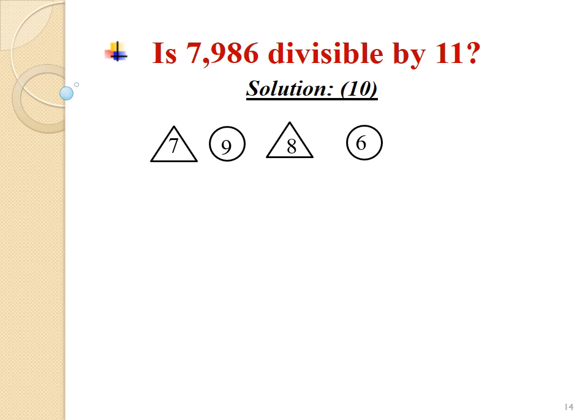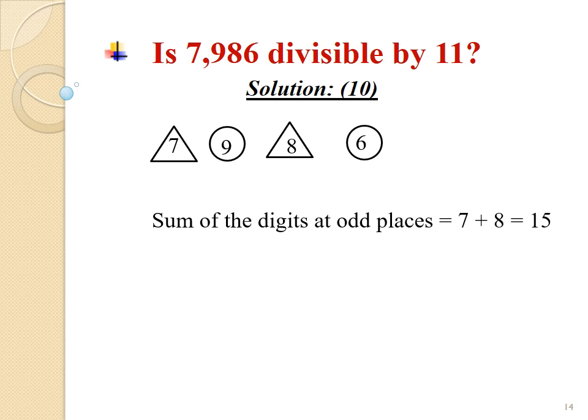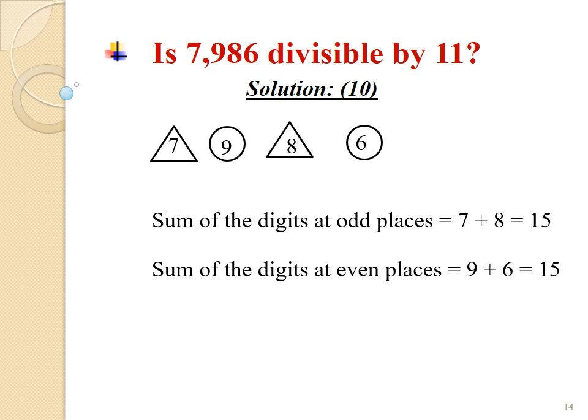Sum of the digits at odd places equals 7 plus 8 equals 15. Sum of the digits at even places equals 9 plus 6 equals 15. Difference equals 15 minus 15 equals 0. So, 7,986 is divisible by 11.